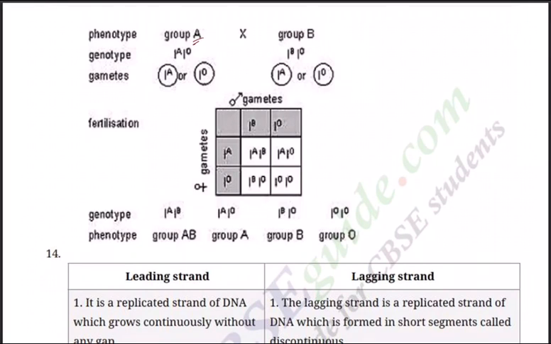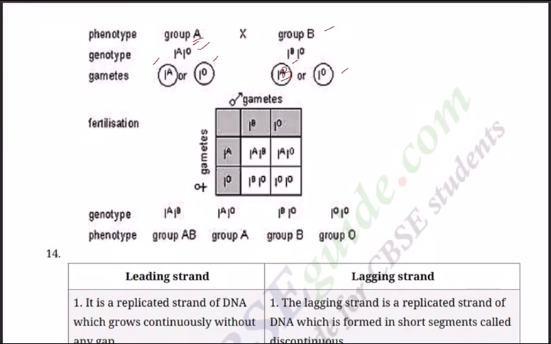The parent's blood group is A, let us say. Then the genotype will be IA i. Another parent, let's say the mother's blood group is B, then the genotype is IB i. So during meiosis, when the gametes get separated, one gamete will get IA, another will get the i gene, IA and i. This has to be IB, not A, B, it has to be B.